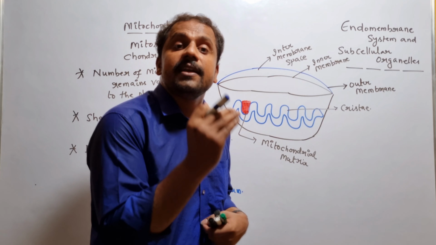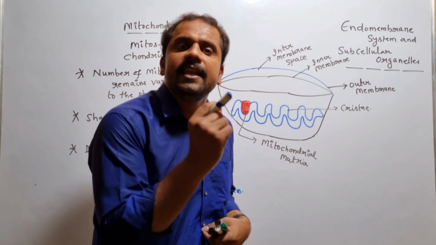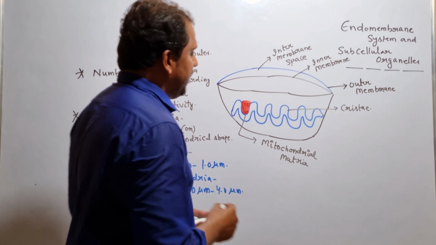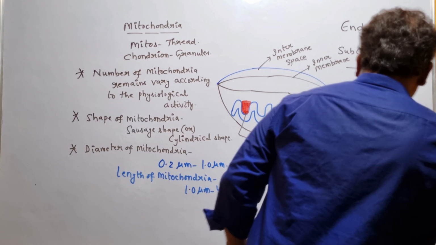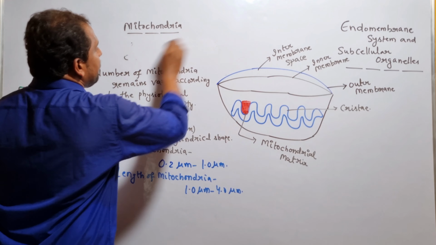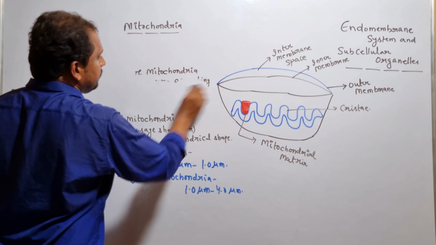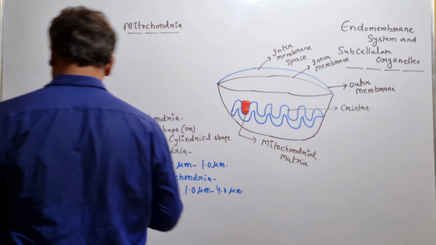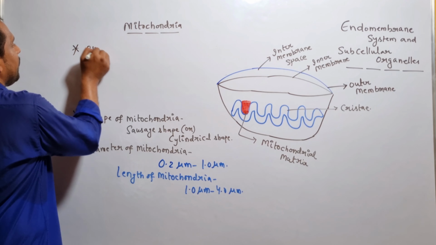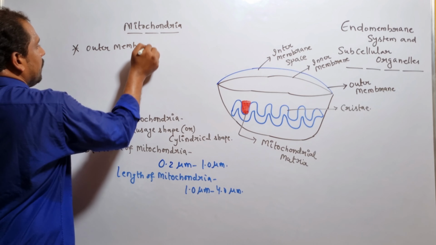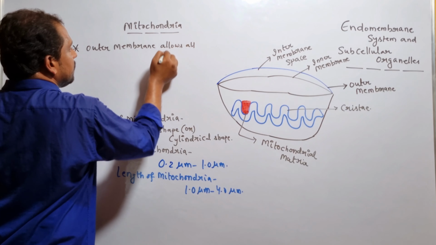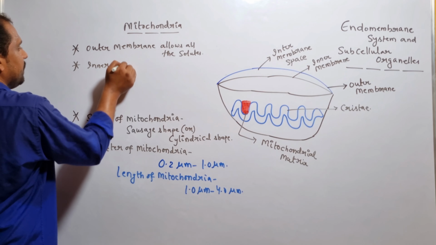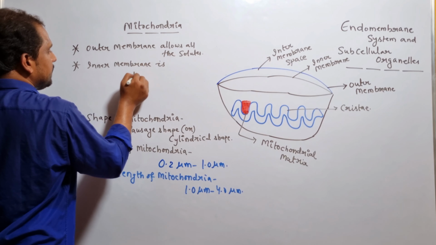The outer membrane of the mitochondria is permeable nearly to all the solutes, whereas the inner membrane of the mitochondria is very selectively permeable. It won't allow all kinds of solutes to come across it. Is it clear? So let me arrange the things first. Outer membrane of mitochondria: the outer membrane allows all the solutes, but whereas the inner membrane is selectively permeable.